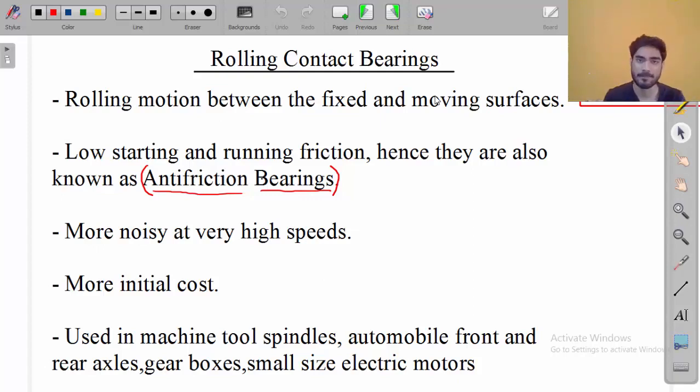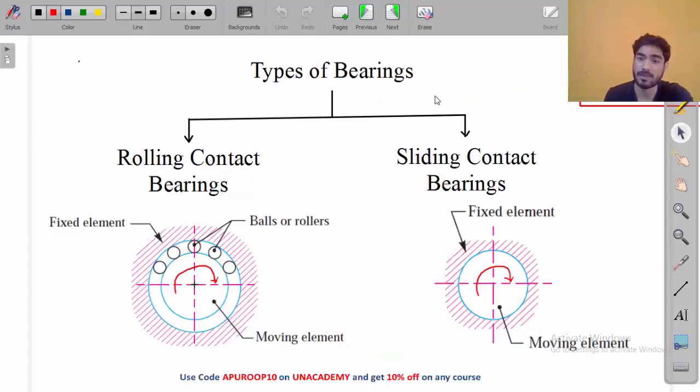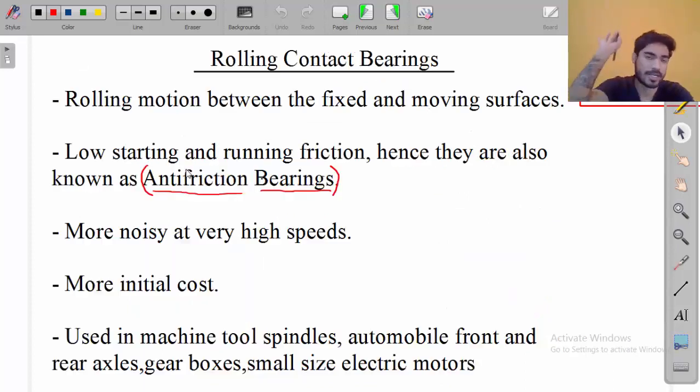Once you have bought the bearing, you don't have to put any more money, because it doesn't require a lot of lubrication. So maintenance cost is very less. In case of sliding contact bearing, maintenance cost is high, because you have to put a lot of lubricant. So maintenance cost is high in this case, and initial cost is high in the other case. Do you understand this much?